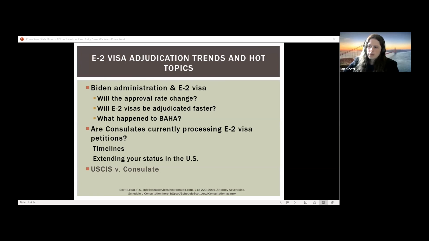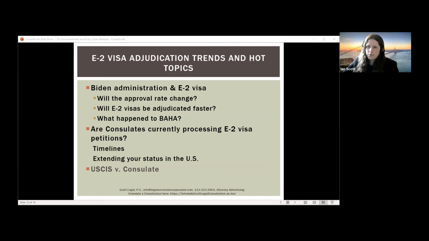So, talking about timelines a little bit more deeply, many consulates are processing E-2 petitions. There are some consulates that are so backlogged that they are not currently accepting new E-2 visa petitions. For example, right now, Colombia is one of those consulates. We hope that will change.